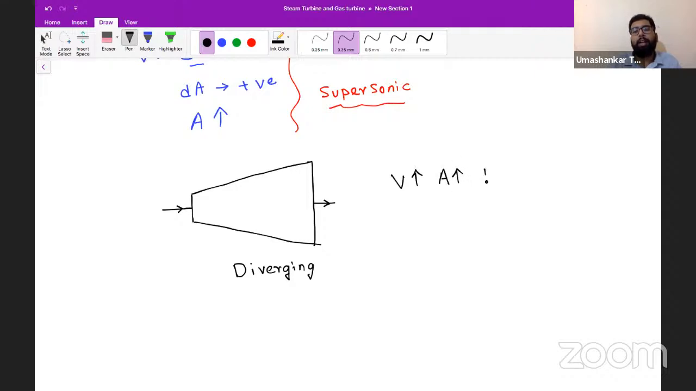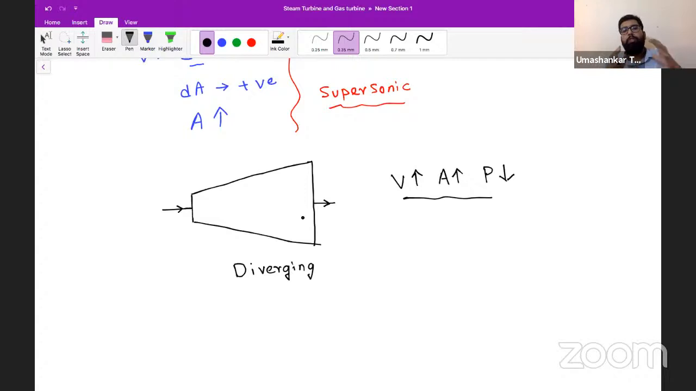And if the velocity is increasing, the pressure will be decreasing again. So how must you design the nozzle in supersonic condition? It must be diverging.